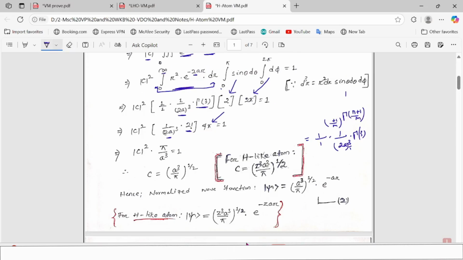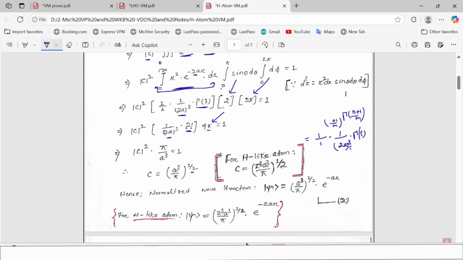Just calculate these two steps, and you can get the c value equal to a cubed by pi to the power 1 by 2. Here 2 factorial means 2, so c mod square, this is 2 to the power 3, and this is also 2 to the power 3, so the 2 to the 3 cancel, and we found pi by a cubed equal to 1. So c equals a cubed by pi to the power 1 by 2.